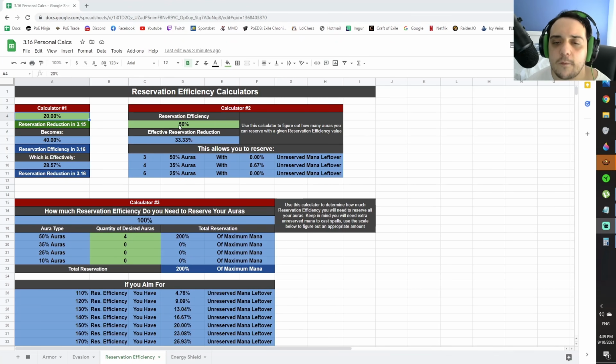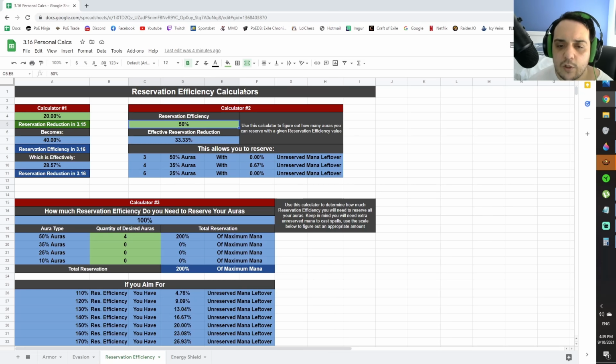So if you have 50% reservation efficiency, this is going to translate to having 33% reservation reduction, and that's going to allow you to reserve 3 50% auras with 0% unreserved mana left over. Alternatively, you could reserve 4 35% auras with 6.67% unreserved mana left over. Or you could even reserve 6 25% auras with 0% unreserved mana left over.